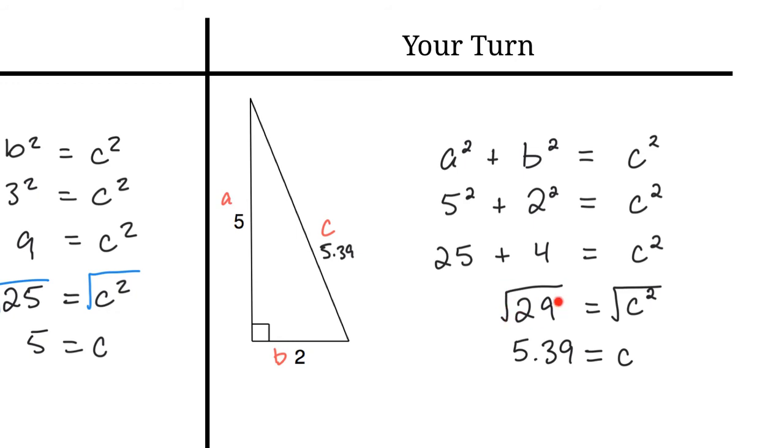So when we square root 29, you will approximately get 5.39. And you can see that that is the longest side in this right triangle. So that's how you would use Pythagorean Theorem to find the missing hypotenuse in a right angle triangle.